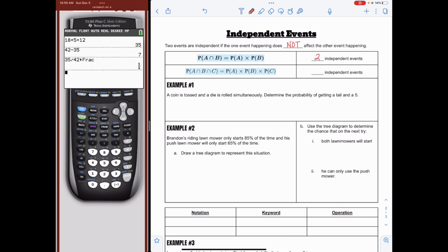Let's say if you end up having three independent events, that means that you will have the probability of A and B and C happening at the same time, which means that you would multiply their separate probabilities. So example 1, it says, a coin is tossed and a die is rolled at the same time. The probability of the coin being tossed does not affect the probability of the die being rolled. So they are independent of each other, which means that we should multiply their probabilities.